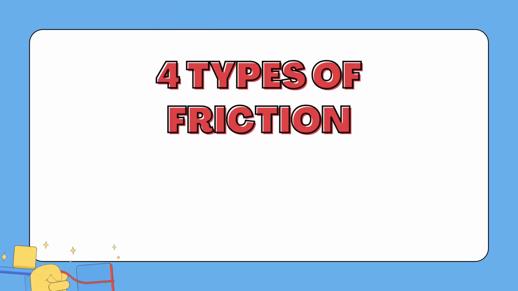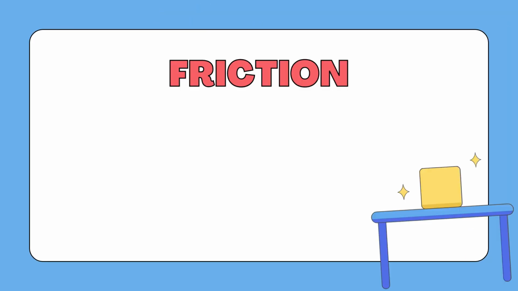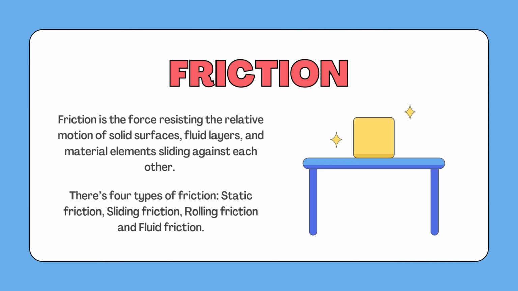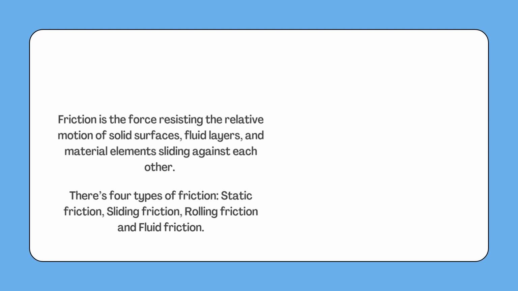Today we're learning about the four types of friction. Friction is the force resisting the relative motion of solid surfaces, fluid layers, and material elements sliding against each other. There's four types of friction: static friction, sliding friction, rolling friction, and fluid friction.